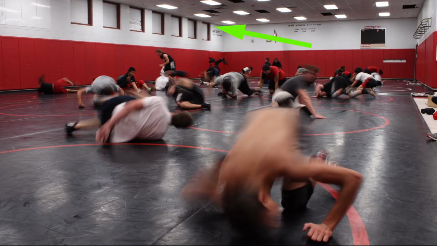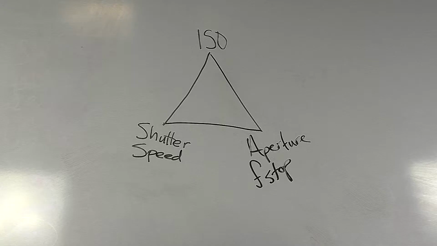It is important while trying to get a blurred motion photo to use a tripod and to make sure that the things that are not moving are sharp while the things that are moving are blurred. A photo that has the motion blurred and the background blurred is just a blurry photo and is junk and should be thrown away. The last corner of our exposure triangle is the ISO.